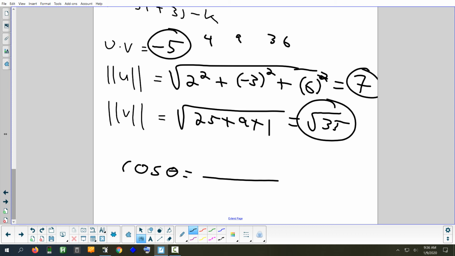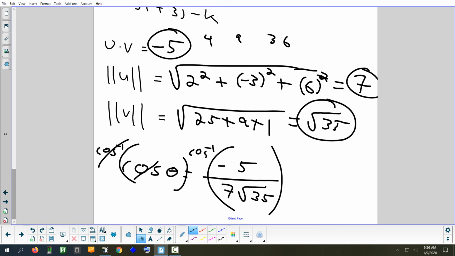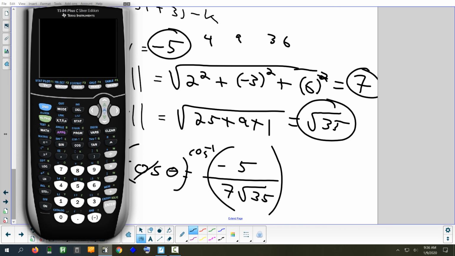Equals. What goes on top? Dot product. What goes on the bottom? 7 square root 35. Now, if you leave your answer like that, you didn't find theta, you found the cosine of theta. So how are we going to get rid of cosine? Yep, inverse cosine. Do it on the left, do it on the right. Now we type that in, and we'll get our answer for the angle.